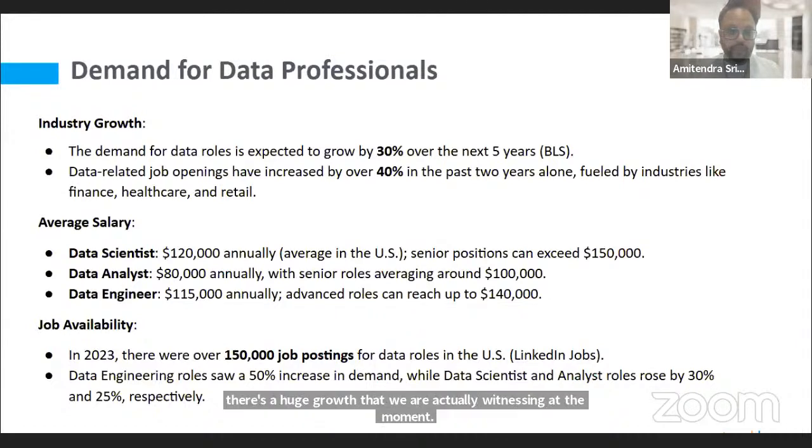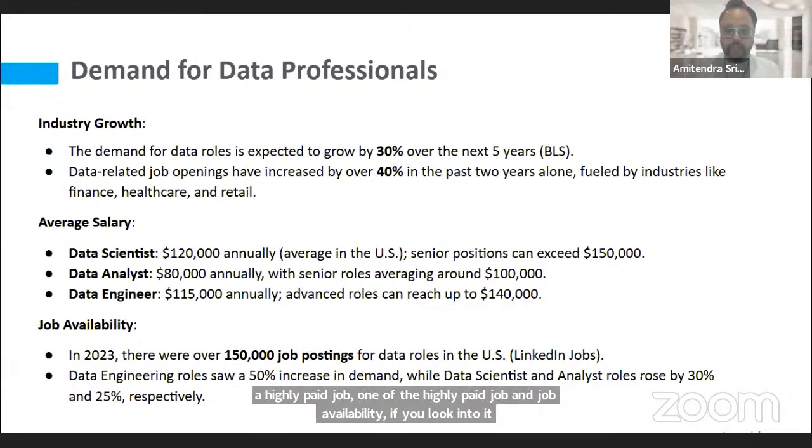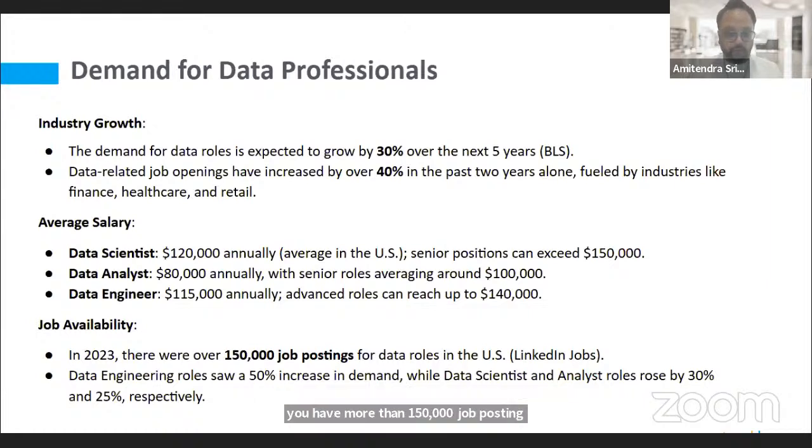If you look at the average salary, a data scientist's average salary is about $120,000 annually in the USA, and you'll get a very highly paid job in this field across industries. It doesn't matter which industry you're getting into. If the job role is related to data science or machine learning, it's one of the highly paid jobs. And job availability, you have more than 150,000 job postings in the US alone, on LinkedIn Jobs. So overall, there is a huge demand for professionals who can not only understand these concepts of data science, machine learning, data engineering, and data analysis, but can also implement them on a real-time problem. That's how the demand is.